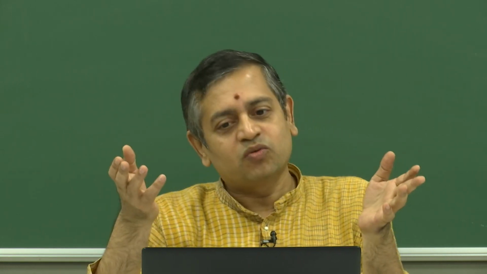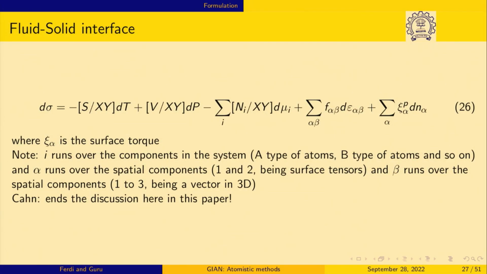So, d sigma now also involves f alpha beta times d epsilon alpha beta. Remember in 3D you have a surface which is 2-dimensional. So, surface stress is a 2-dimensional object. If you are in 2D, it is a 1D object. Okay. So, the moduli associated with the surface are not 3 to the power 4, it is 2 to the power 4. Okay. So, that is what is written there. Alpha runs over spatial components 1 and 2 because they are surface tensors, and beta runs over the spatial components.